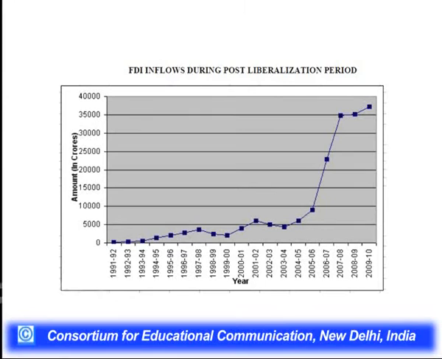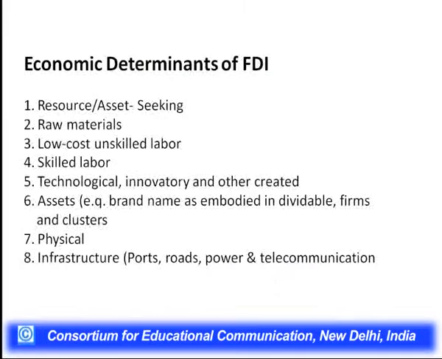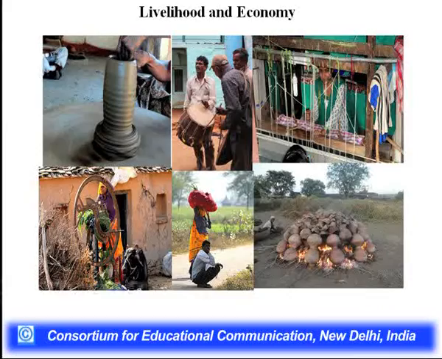And so that is why here I would like to put before you FDI inflow during the post-liberalization period, after 1990. It was very slow until 2003-04, but after 2003-04, it substantially increased. We have to consider the several economic determinants: resources, assets, raw materials, low cost and skilled labor, technological assets, reform, physical infrastructure, etc. And so I would like to bring before you some of the missing links where we have to remove the poverty.